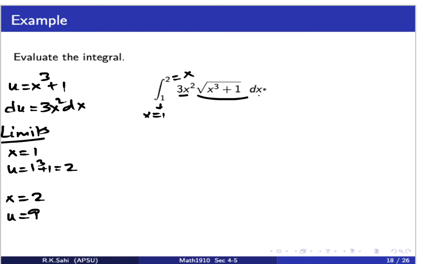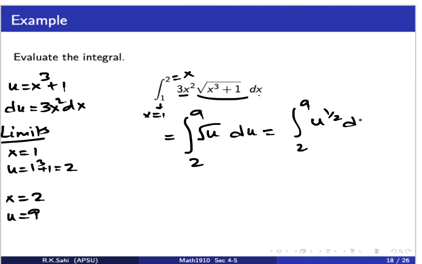Okay, now let's make the changes. So this problem now is going to be totally in the u variable. From 2 to 9. 3x squared dx is du. x cubed plus 1 is u. Now it is to the power half, the square root of u. So once again, I'm going to write it in a nicer form in terms of exponents.